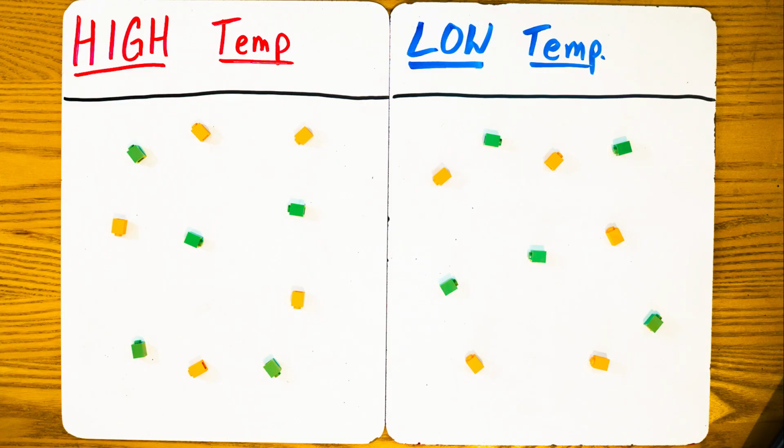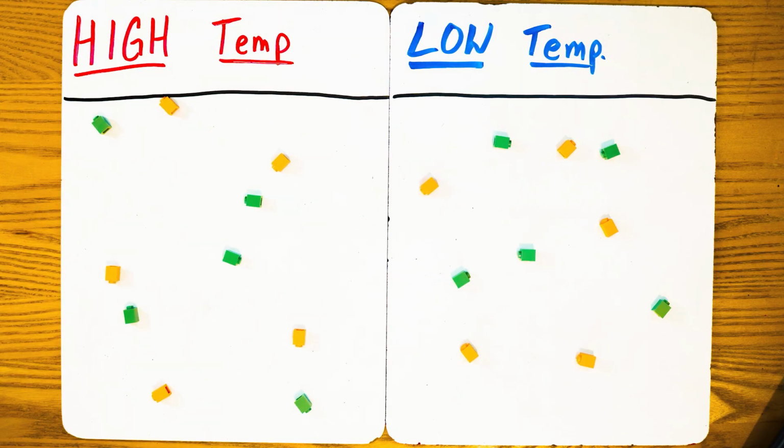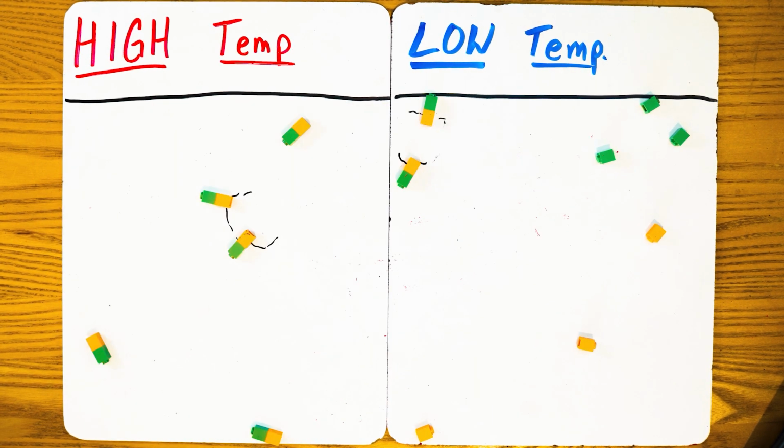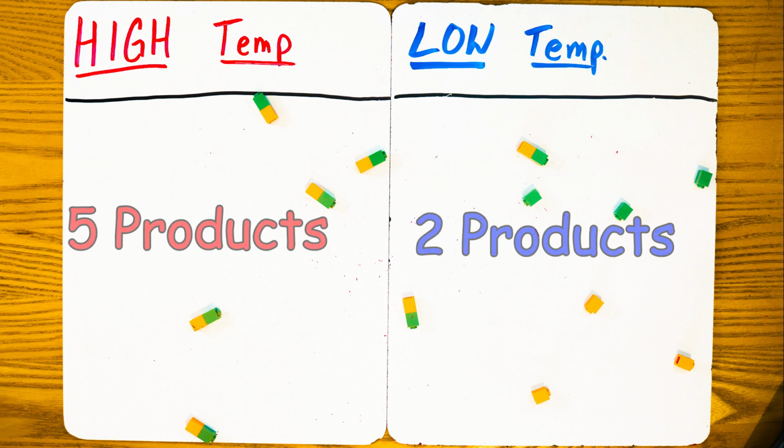This is because at a higher temperature, the particles are moving much faster, leading to more collisions, and more collisions lead to more individual reactions. That's why at a high temperature on the left side, more products will form in the same amount of time.